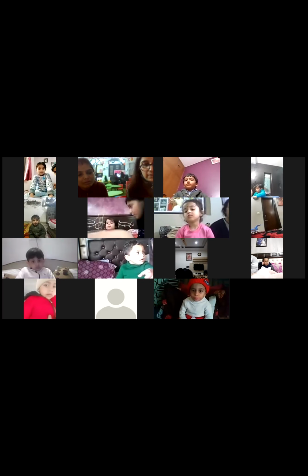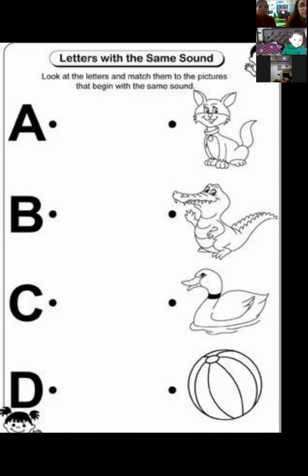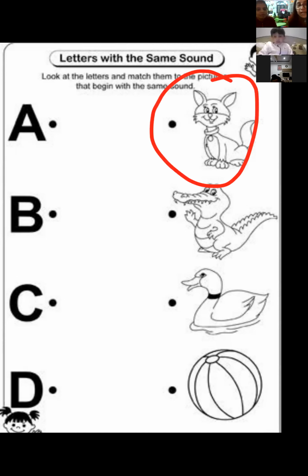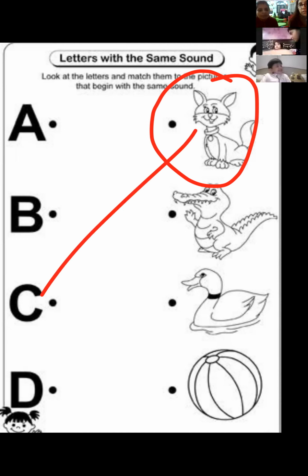Okay, now Avya, look at your screen. Avya will tell me, what is this? Cat. Very good. And cat starts with which letter? Very good, Avya. Next, Anaisha, your turn. Aapki turn. Anaisha, unmute yourself. What is this? Ma'am is going to circle.